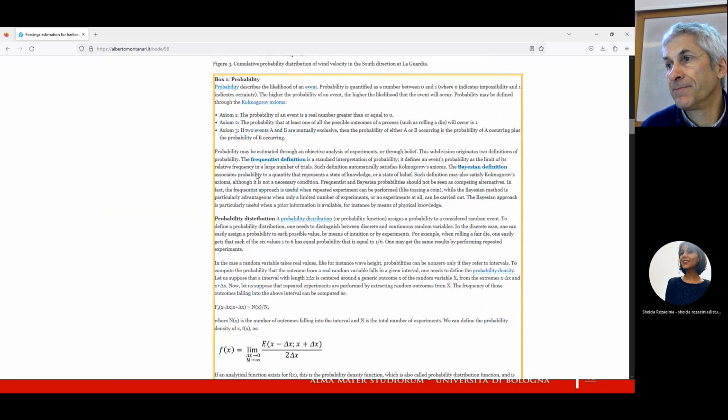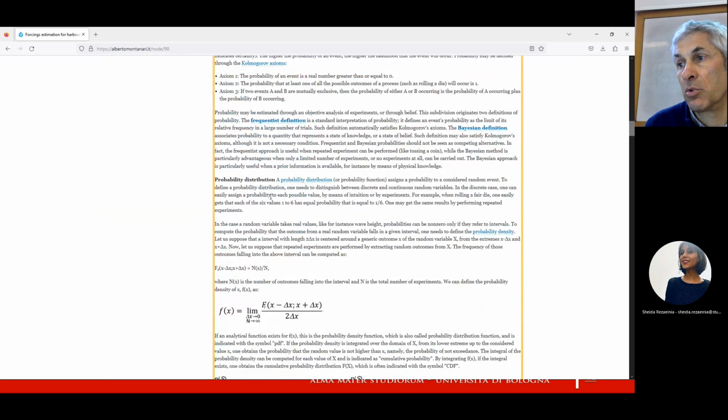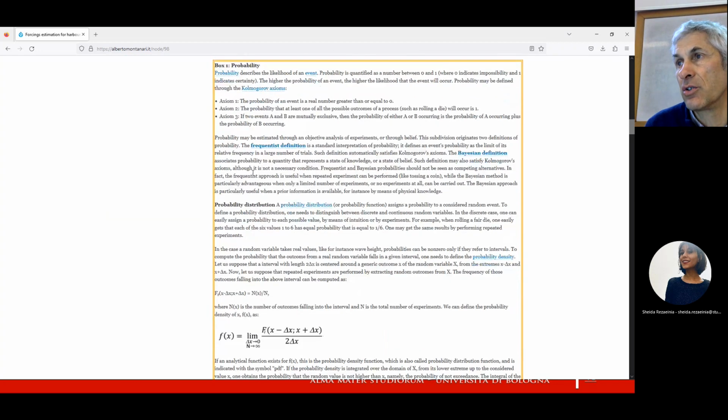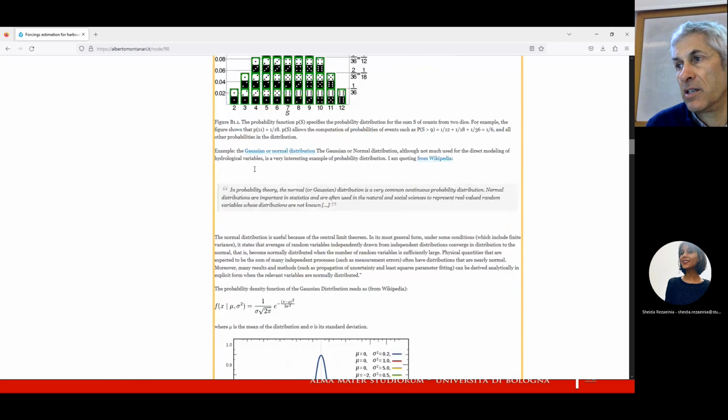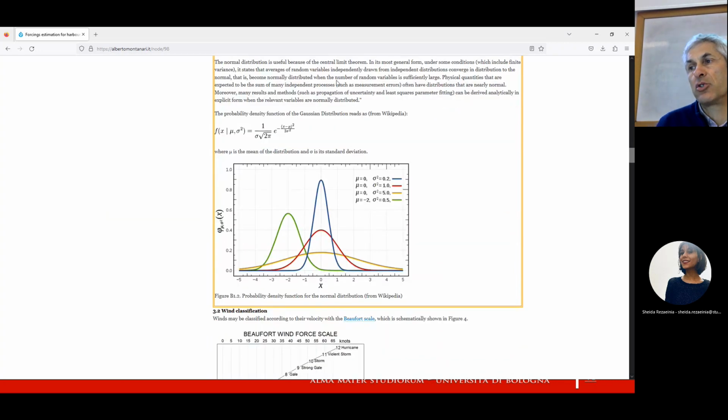Yeah, probability, which describes also what is a probability density, what is a probability distribution, frequency definition, the axioms, and the Gaussian distribution.